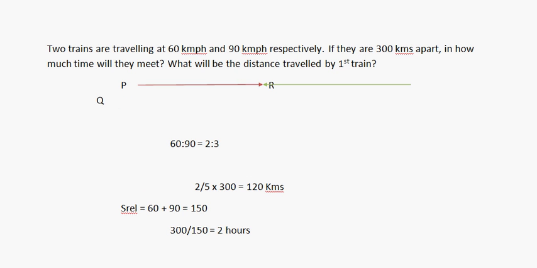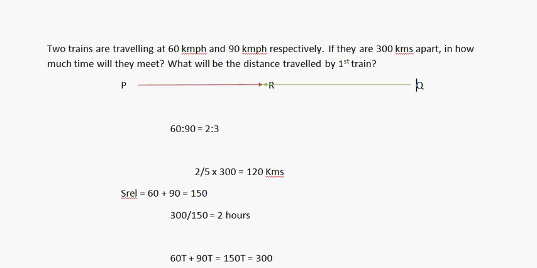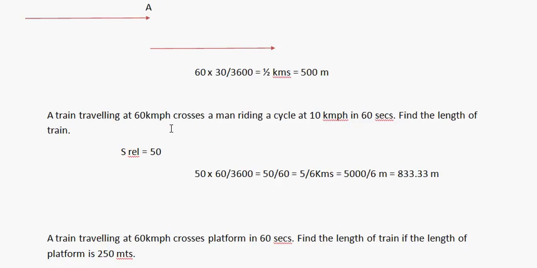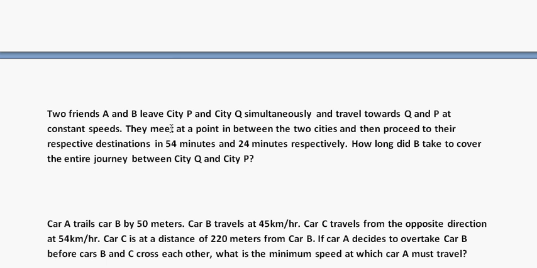So A travels from P to R, B travels from Q to R. Now they continue, B keeps traveling from R to P, and A keeps traveling from R to Q. This is what is given. And what further, I'll just copy the question here so that it becomes easy for us.